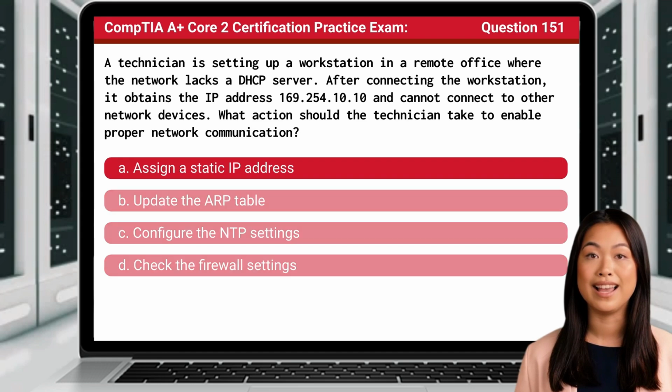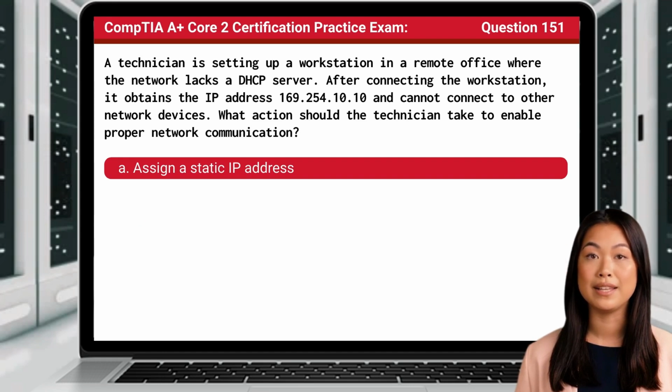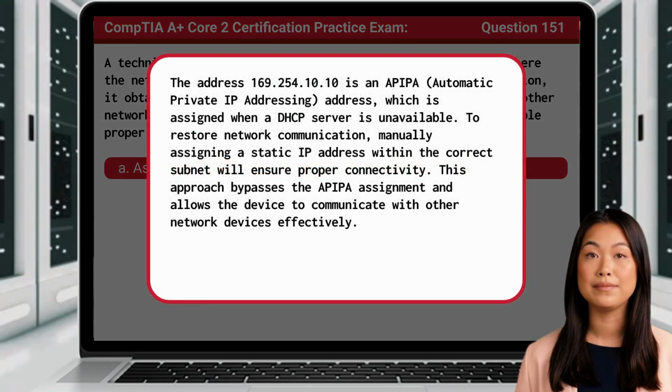The answer is A. Assign a static IP address. The address 169.254.10.10 is an APIPA address, which is assigned when a DHCP server is unavailable. To restore network communication, manually assigning a static IP address within the correct subnet will ensure proper connectivity. This approach bypasses the APIPA assignment and allows the device to communicate with other network devices effectively.